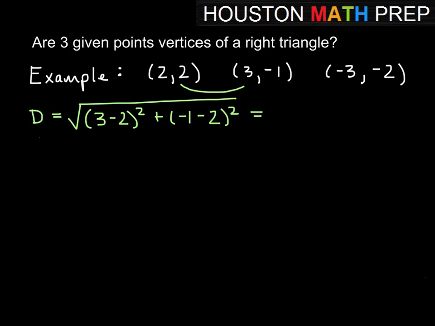3 minus 2 would be 1. 1 squared is still 1. Plus negative 1 minus 2 would be negative 3. Square that, we get 9. So 1 plus 9 gives us the square root of 10.